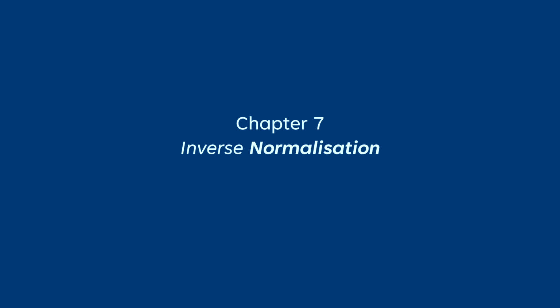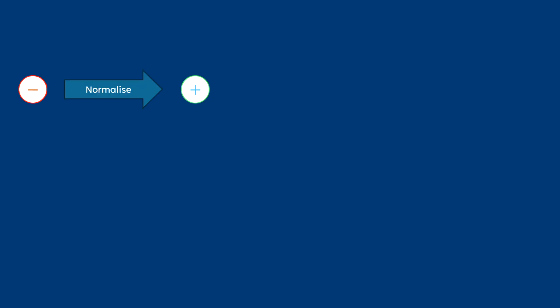So that brings us to inverse normalization. So normalizing is where we take that subtraction that we don't particularly want and we turn it into an addition. And we can do this using a good old rule, which is that subtracting a positive is equivalent to adding a negative. Okay.